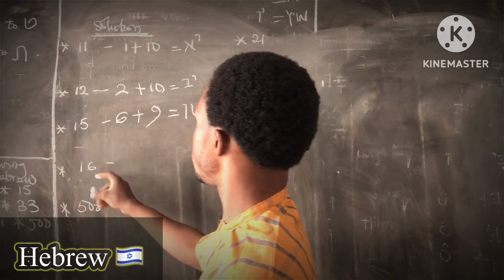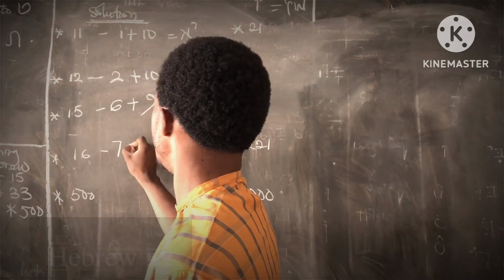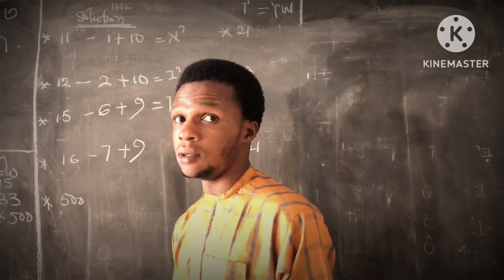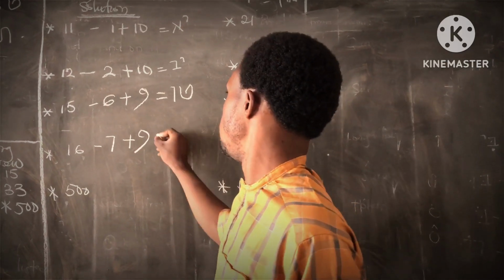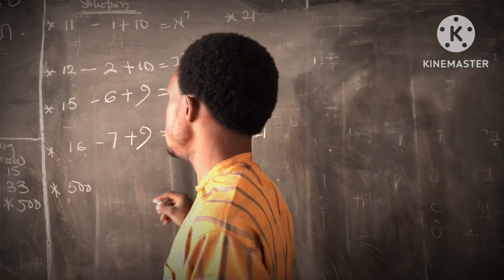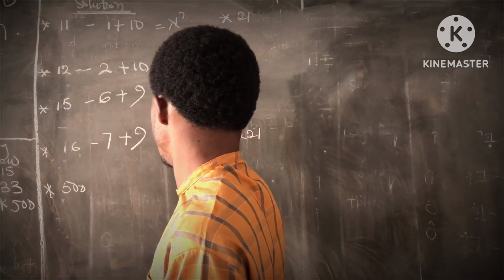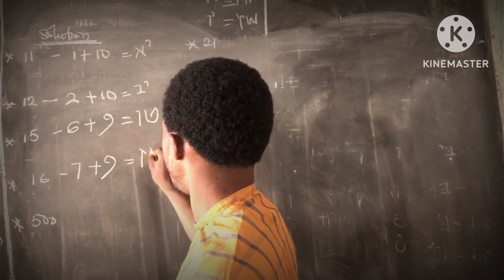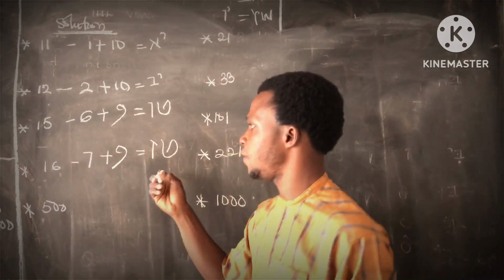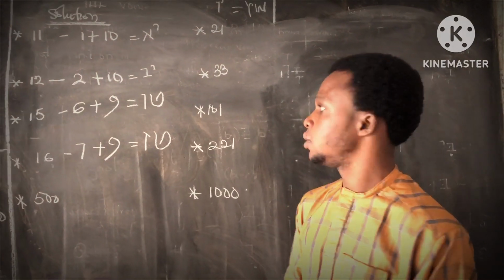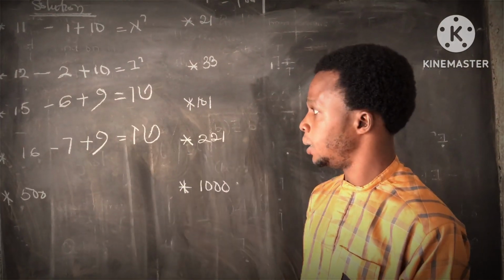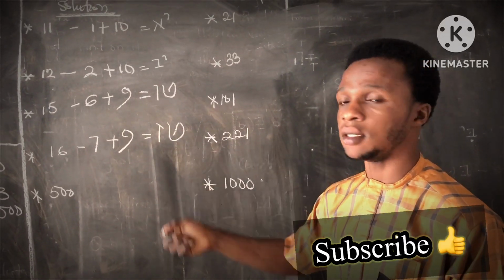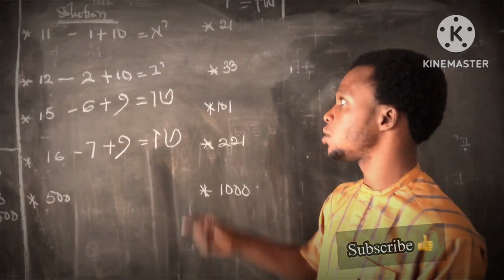And the same thing is applicable to 16 too. So we have 7 and 9. We have 7 plus 9. You are going to have 16. And 7 is represented by Zayin, and 9 is still represented by Tet. So we have our 16. In the next video we are going to continue with the next one.